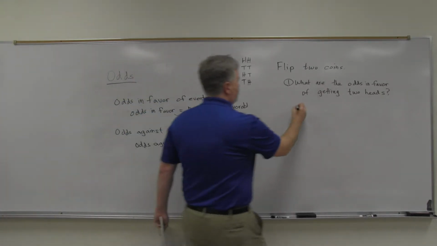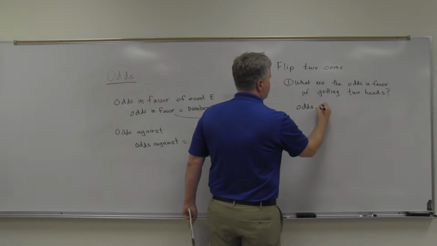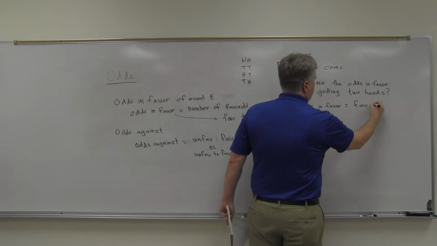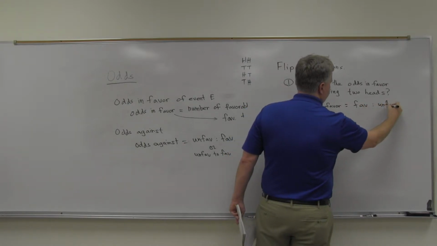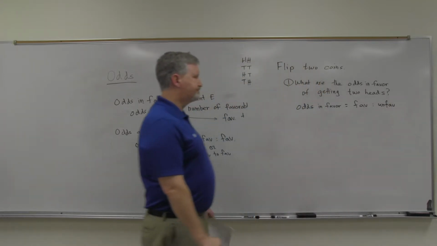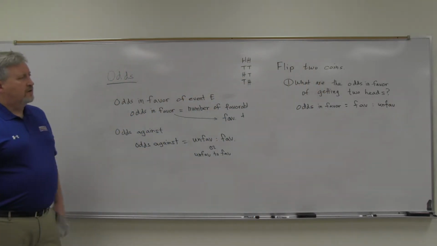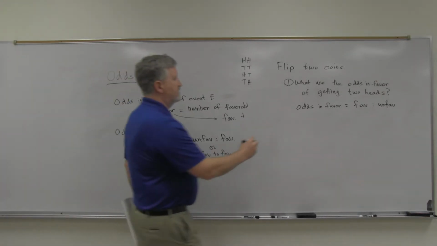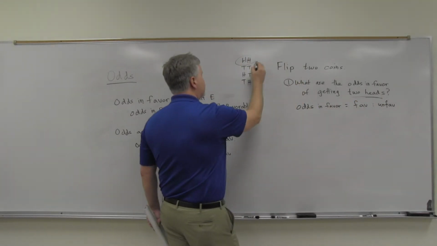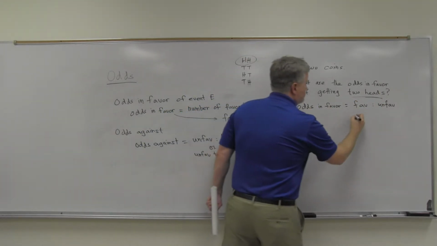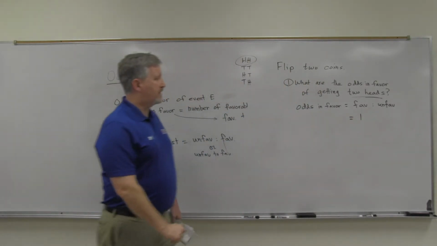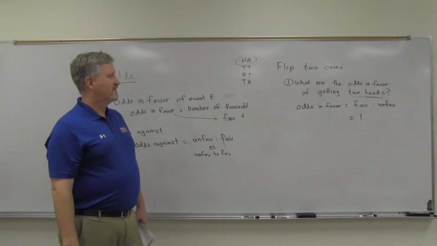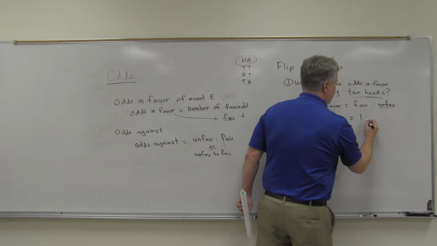So the odds in favor are favorable colon unfavorable, or put the word to there if you prefer, but we'll use the colon here. So the favorable ones are, of course, the two heads. Well, of course, we know it's the same as successes. There is one favorable outcome here, one success. Now, what's the second number? Not 4. The second number is unfavorable, so what would the second number here be?